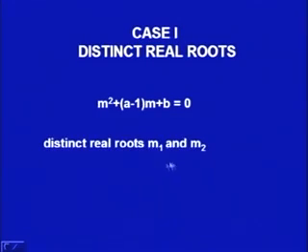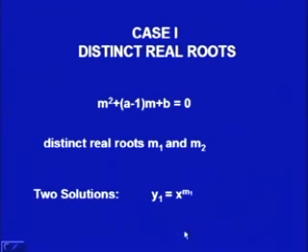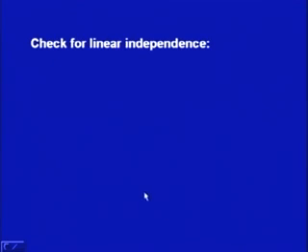Case 1, distinct real roots. When the equation m² + (a − 1)m + b = 0 has two distinct real roots m1 and m2, then the two solutions we would have are x to the power m1 and x to the power m2. These two solutions would be linearly independent. We can check this linear independence using the Wronskian. Do you remember the Wronskian?